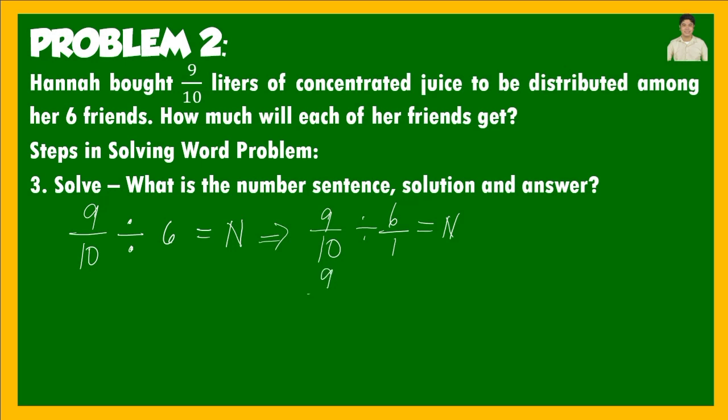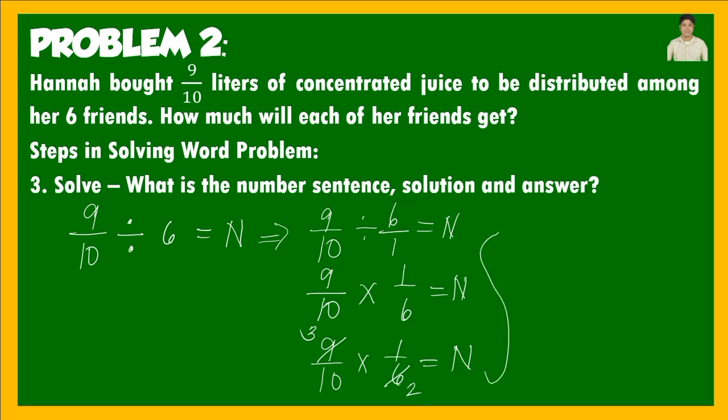Next, keep. So 9/10 and then change. So division, this will become multiplication. And then 6/1. So get the reciprocal of the divisor. So 6/1 is equal to 1/6 equals n. Now, rewrite lang natin. And then, we'll use cancellation method. So, the GCF of 9 and 6 is 3. So, 9 divided by 3, this is 3. And then 6 divided by 3, that is 2.